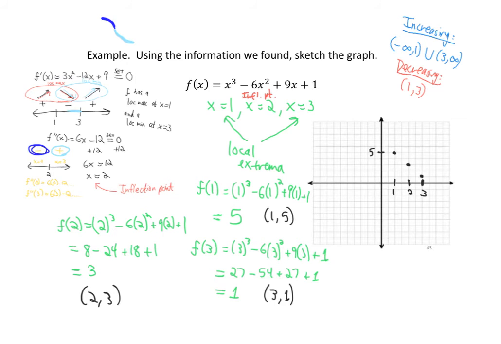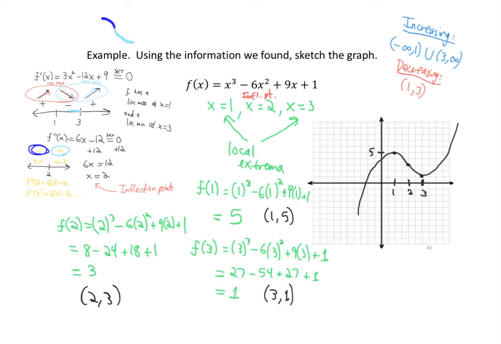Okay, remember we have a local max at 1, which means we're going to have a hilltop. And then at 3, we're going to have a valley because it's a local min. It's going from decreasing to increasing. So let's take that and finish the graph. Okay, local max at 1, inflection point at 2, still decreasing. Now we switch to increasing.